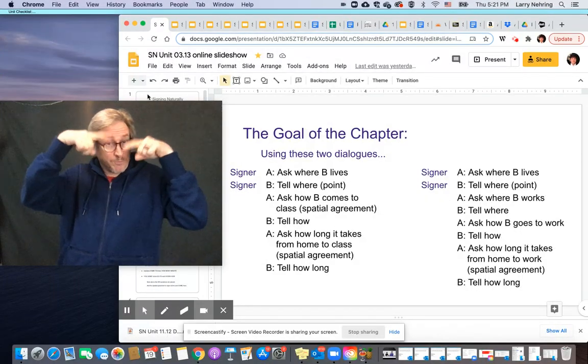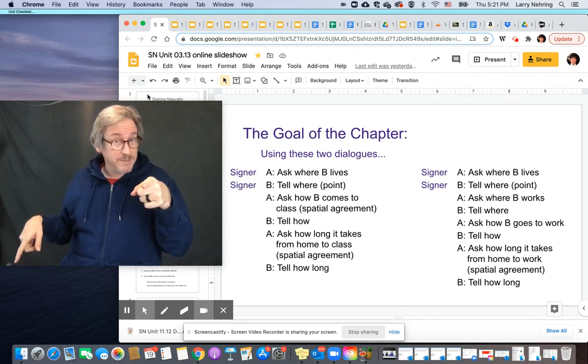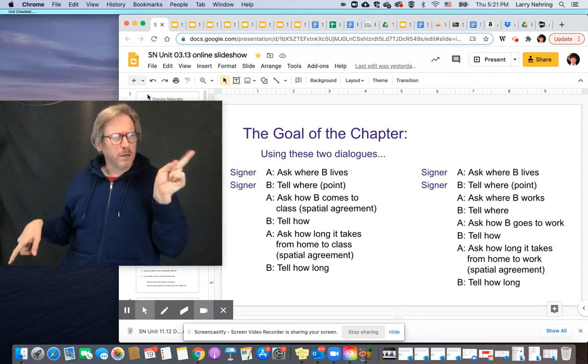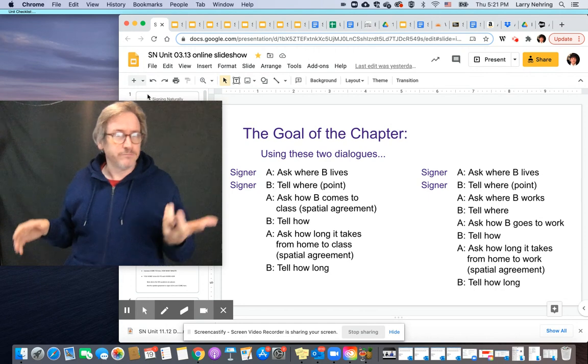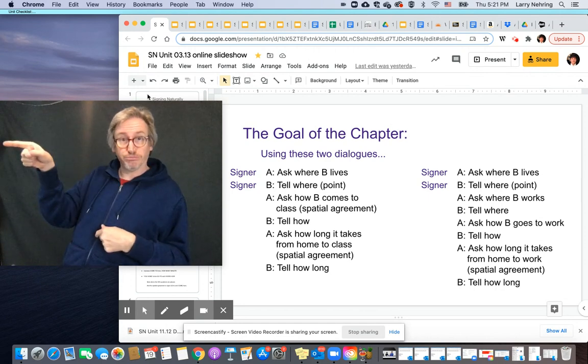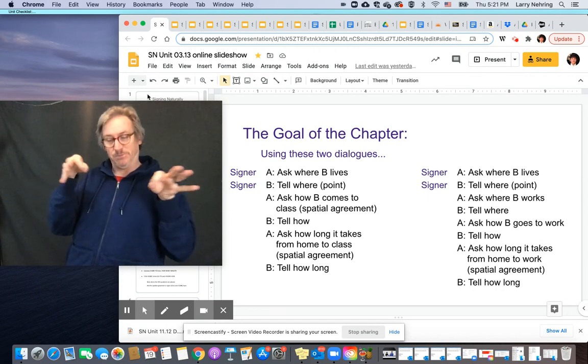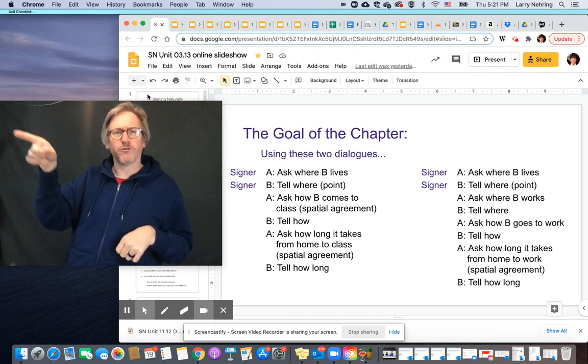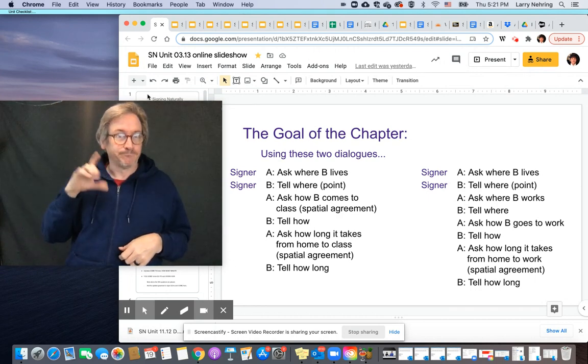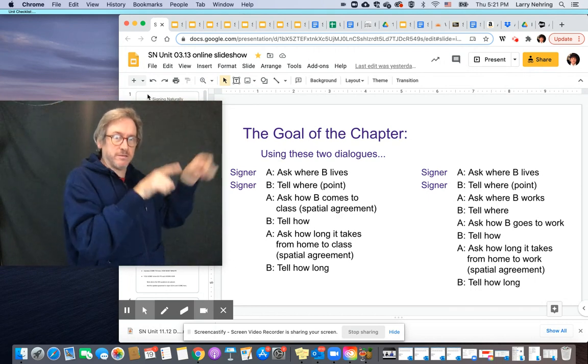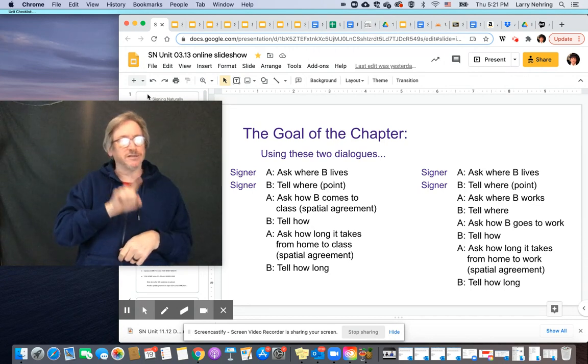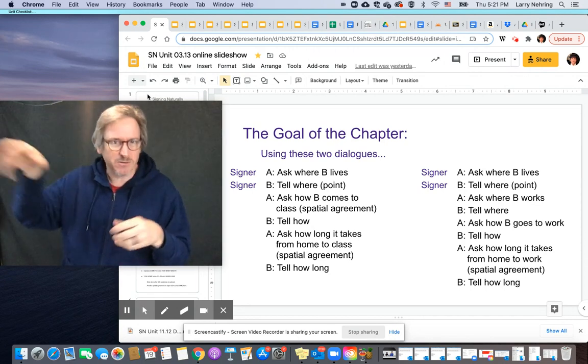And remember, eyebrows go down. You set up a topic. Live where? Okay. And then the other person would respond by telling where. Oh, over in Cleveland. And if you know the direction, it helps. Otherwise, you could just set up an arbitrary place.